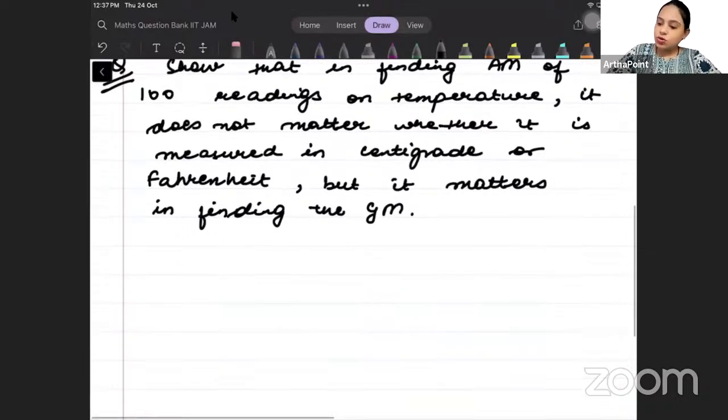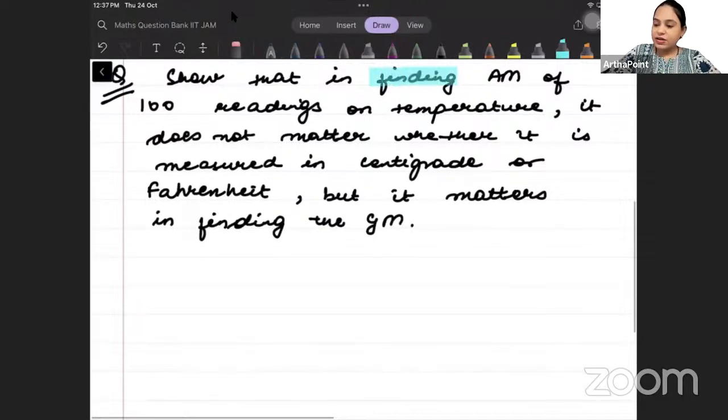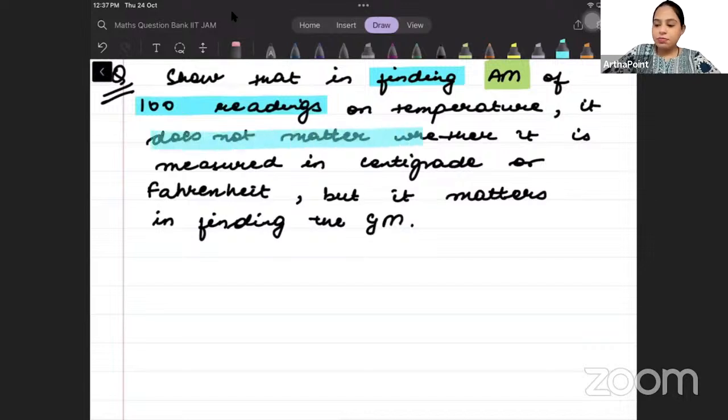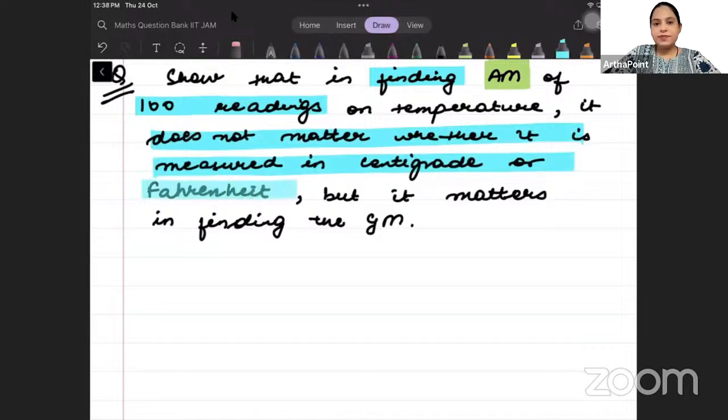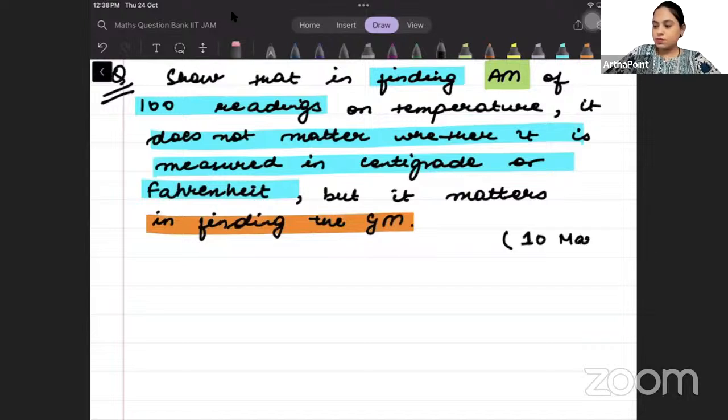It says, show that in finding the arithmetic mean of 100 readings on temperature, it does not matter whether it is measured in centigrade or Fahrenheit, but it matters in finding the geometric mean. This is a 10 marks question. Let us try to analyze the question and answer this.